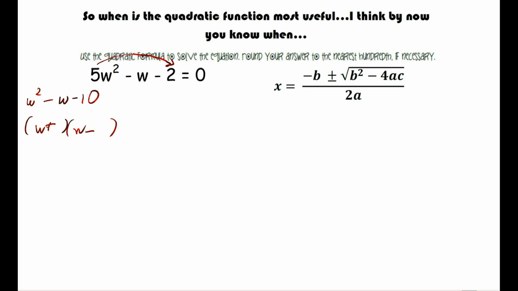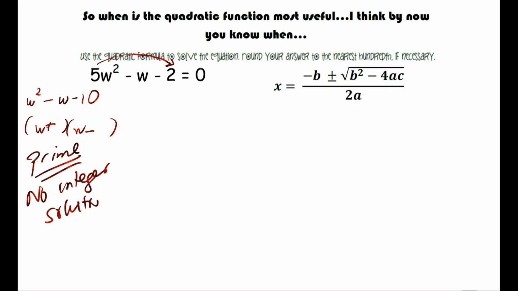So some of y'all be like, this is no solution. That's a lie. That means it's prime. There are no real solutions. Sorry, no. There are no integer solutions. It's prime. No integer solutions.